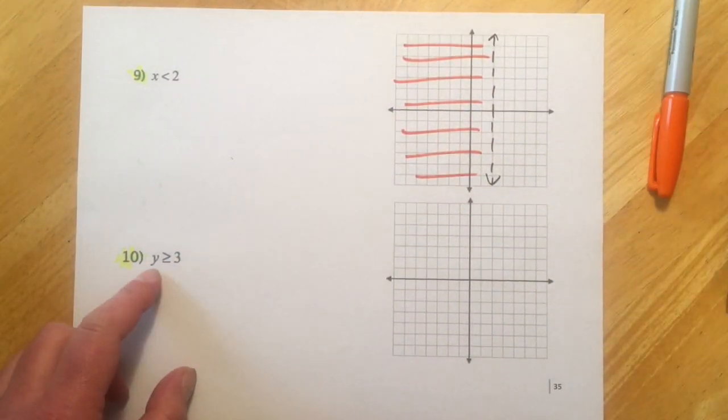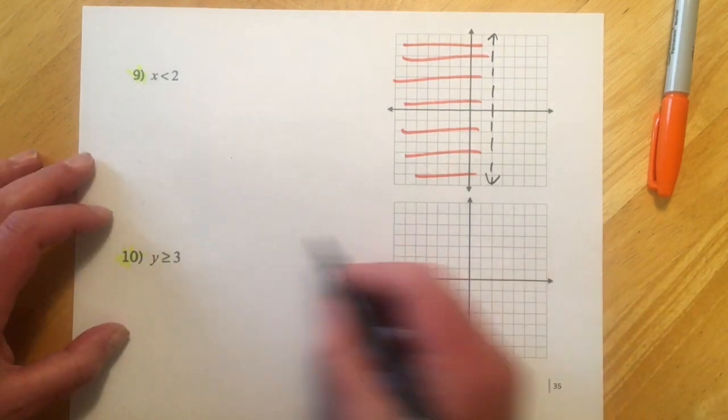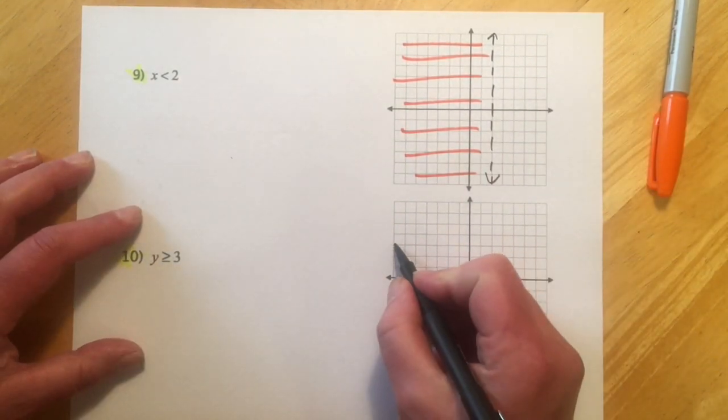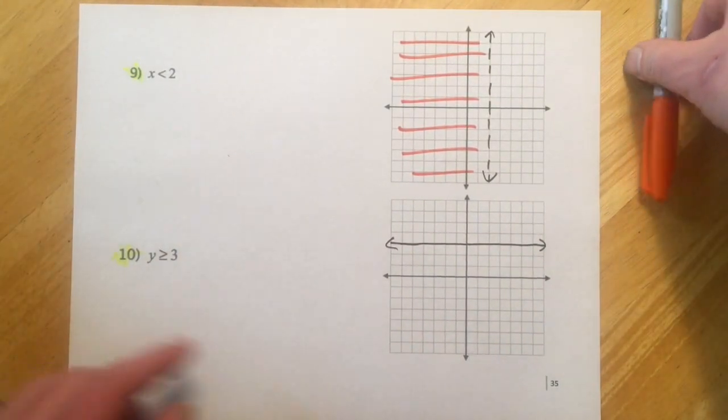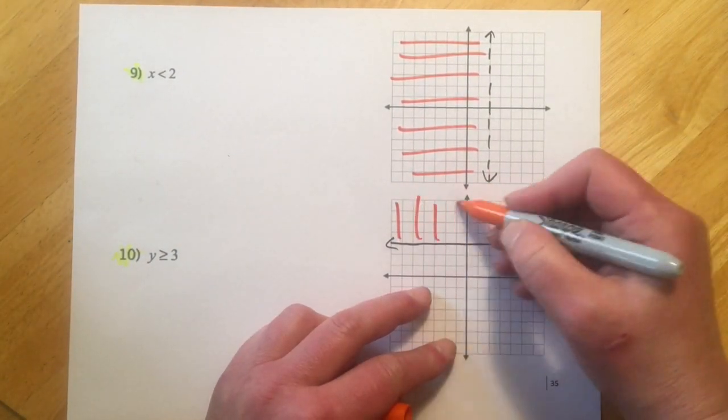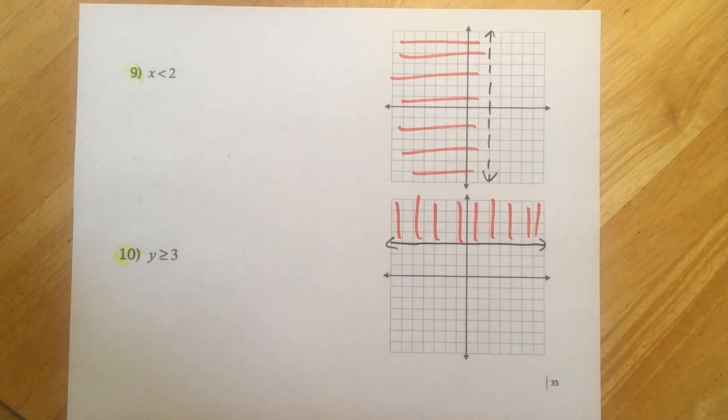And then finally, y greater than or equal to 3. So where the y is greater than 3, it'll give us a solid line through 3. And then they're going to be greater than that, up above.